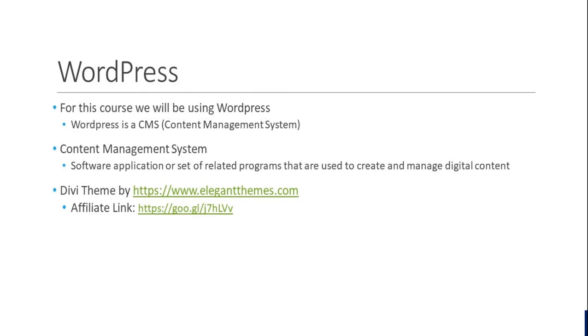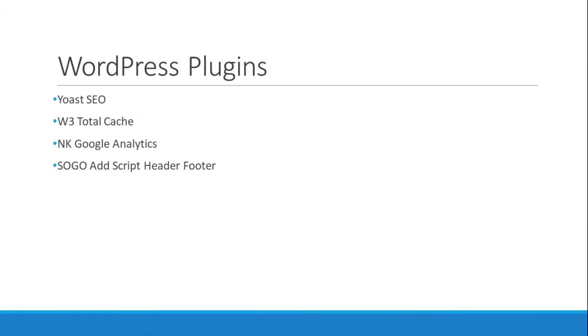Now, our WordPress plugins that we're going to get: Yoast SEO, W3 Total Cache, NK Google Analytics, and AdScript Header Footer. So let's jump into those so that way you can see what I'm talking about, if this is new to you.